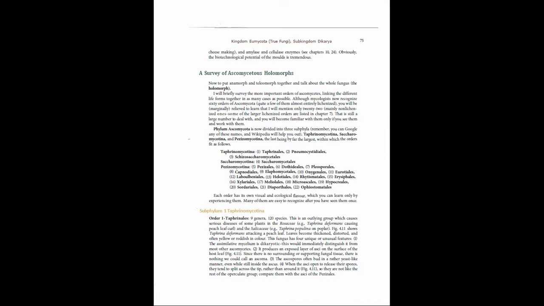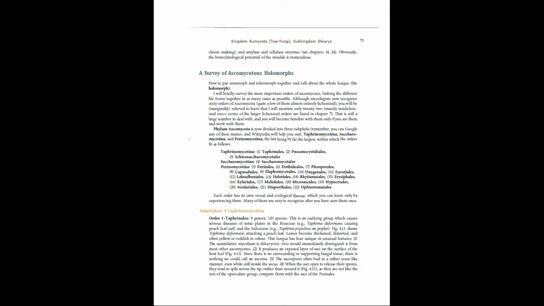This fungus has 4 unique or unusual features. 1. The assimilative mycelium is dikaryotic. This would immediately distinguish it from most other Ascomycetes. 2. It produces an exposed layer of asci on the surface of the host leaf, Fig 4.11. Since there is no surrounding or supporting fungal tissue, there is nothing we could call an ascoma. 3. The ascospores often bud in a rather yeast-like manner, even while still inside the ascus. 4. When the asci open to release their spores, they tend to split across the tip, rather than around it, Fig 4.11, so they are not like the rest of the operculate group.